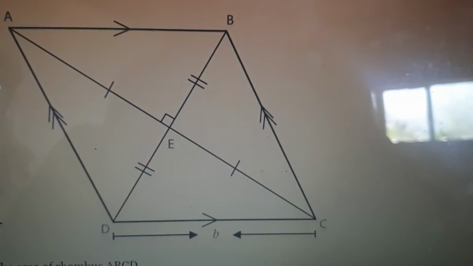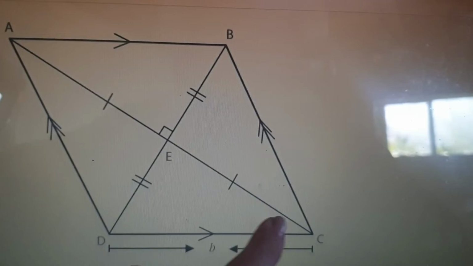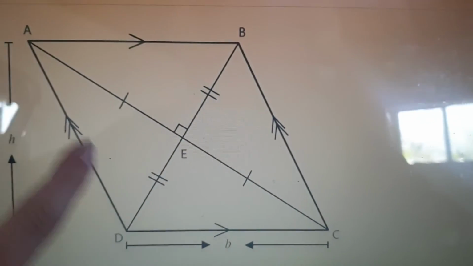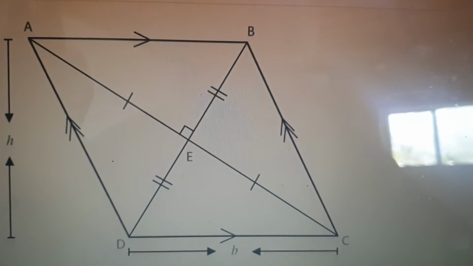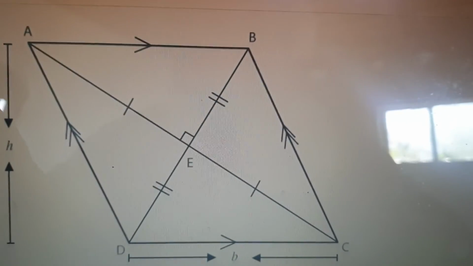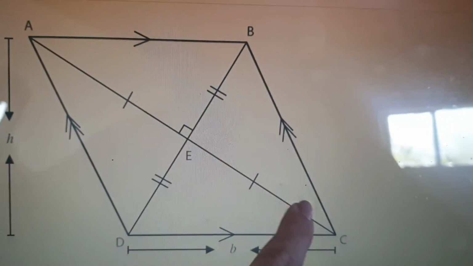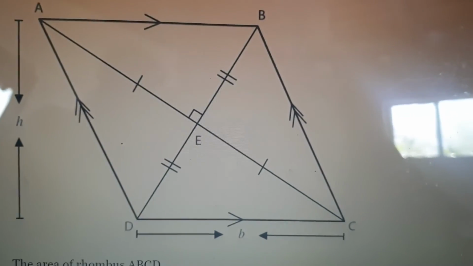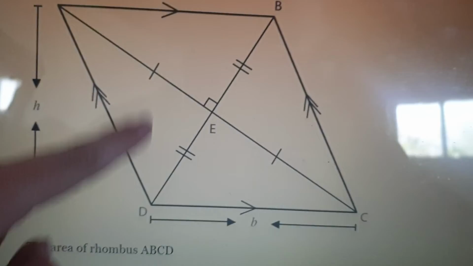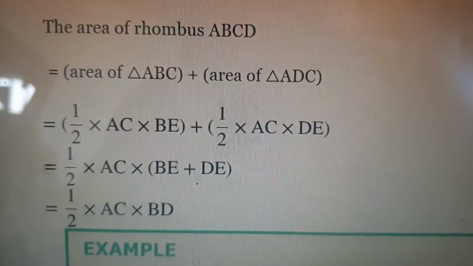Now, if we consider the rhombus to only be two triangles, that's our triangle, and another triangle, we know that it's half base times height. So we would say a half base, which would be AC, times height, which would be EB. And we can do the same for this triangle, or we can times it by 2.